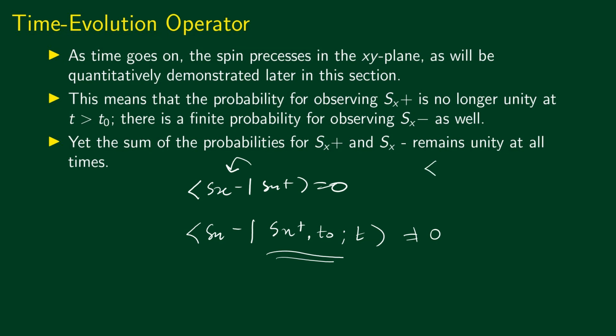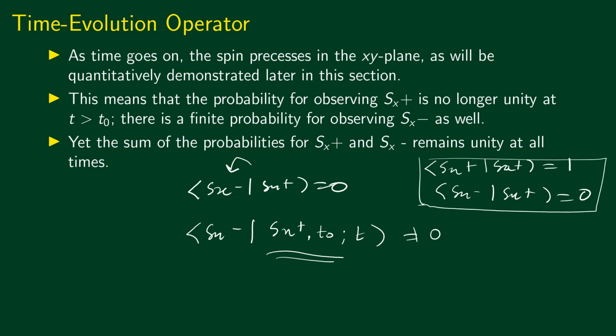So this is what we have initially. Initially, we would have the individual expansion coefficients like this. Bra Sx plus ket Sx plus is equal to 1, and bra Sx minus ket Sx plus is equal to 0. This is the initial state. These are the initial expansion coefficients.